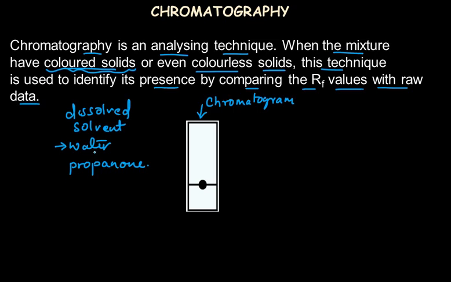So the solvent is needed, and chromatogram paper is needed. On the paper we are going to put the mixture of solids dissolved in a solvent, and then we will also need a solvent for performing the chromatography. Now let's understand how we do all that.